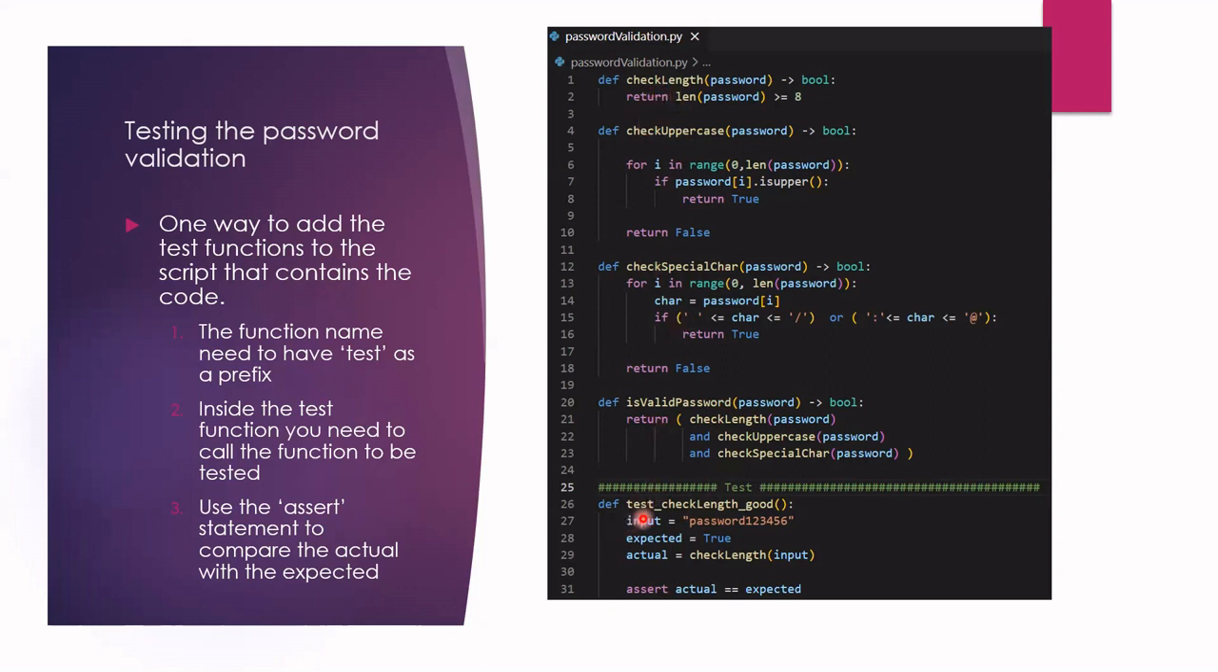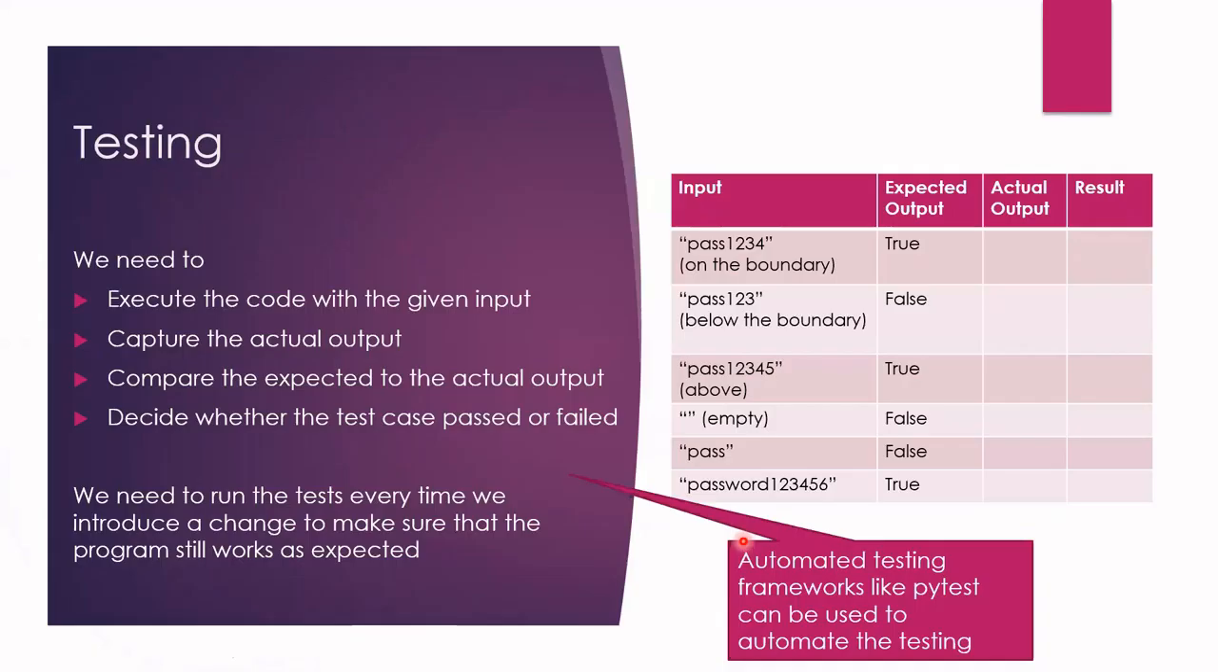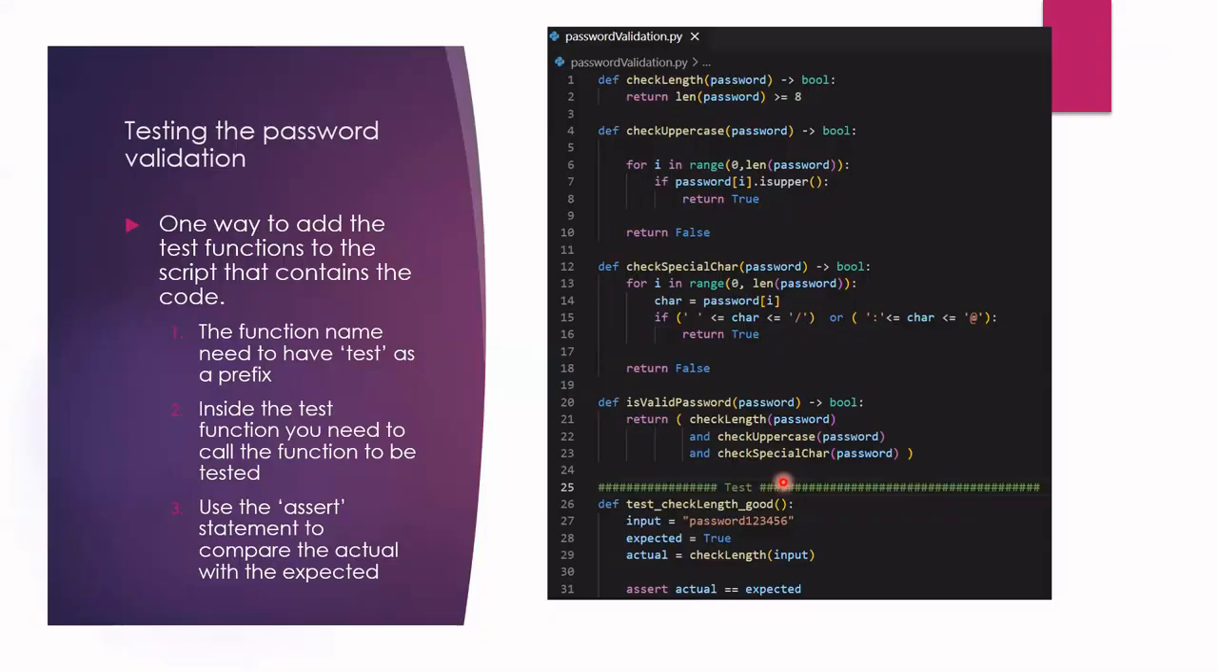We want to check the check length function, so I created a test case: a function with the prefix test underscore, and then the name of the function I want to test. This would be a good test, with the input that I determined in the list here. This is the one that I put as the input, and then the expected. In order to get the actual, I just have to execute the function under test.